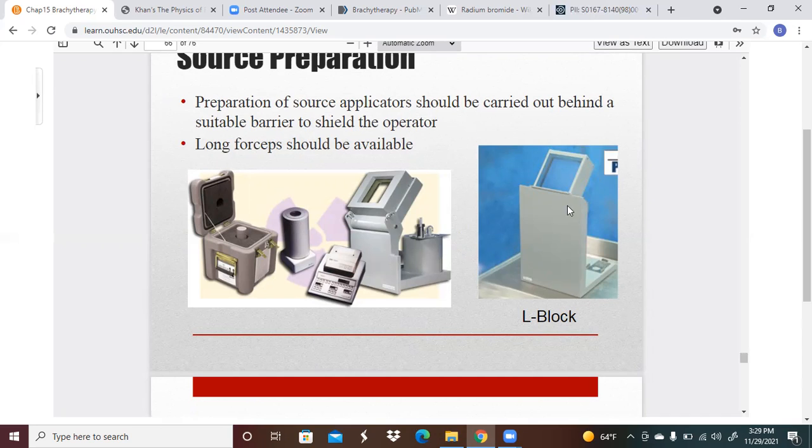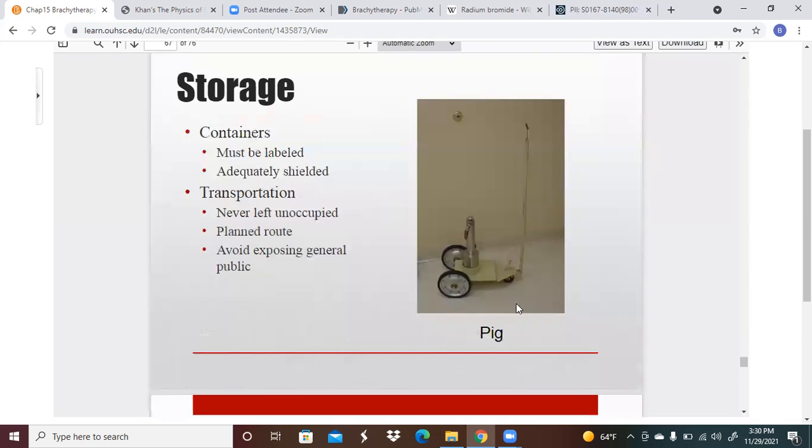If you ever end up seeing something like this, I doubt you'll ever work with it. But the L block here allows you to see what's going on, while also shielding you from what's going on in the source itself. And the long forceps should be available for loading those things in. That way it keeps your hands away from it.